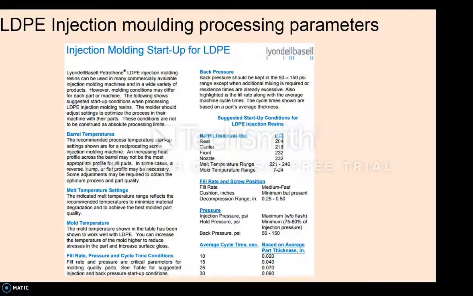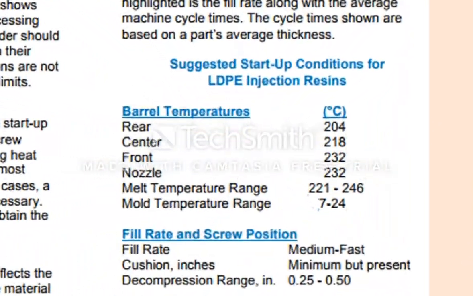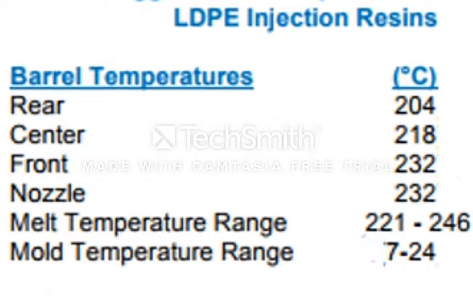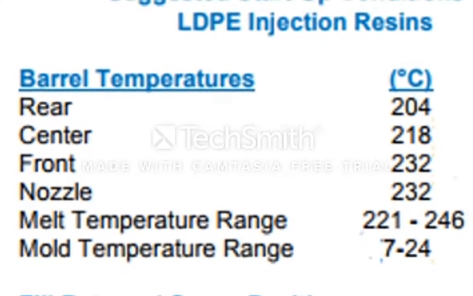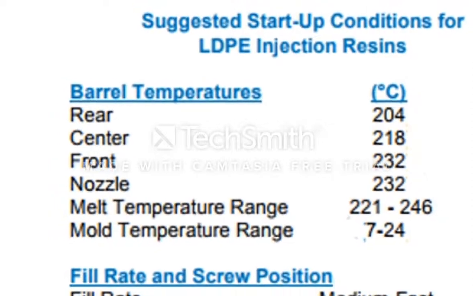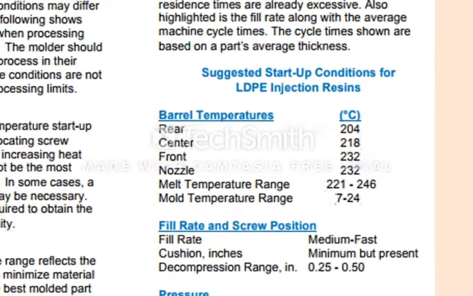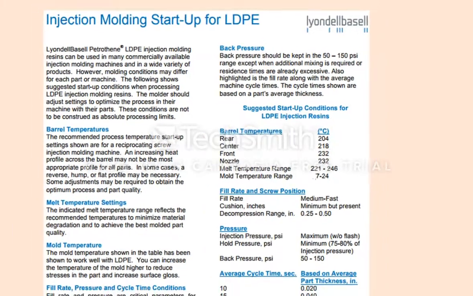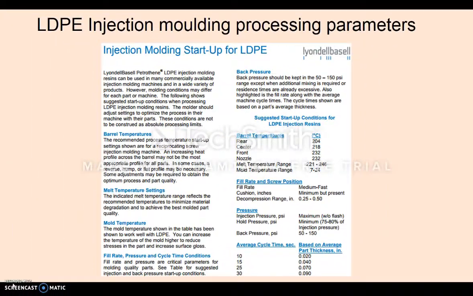Now let's look specifically at the injection moulding processing parameters for a low density polyethylene. This time it's supplied by LyondellBasell, who are a well-known supplier of low density polyethylene grades of resin. When we look specifically at the barrel temperatures, we can see they range from 204 degrees up to 232 degrees, with a recommended temperature of 221 degrees to 246 degrees. Now this is approximately 120 degrees above the actual melt temperature that was calculated during DSC.